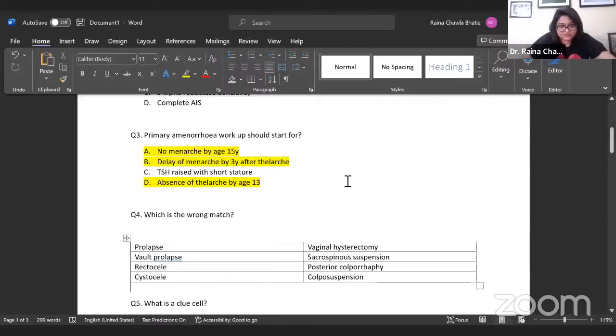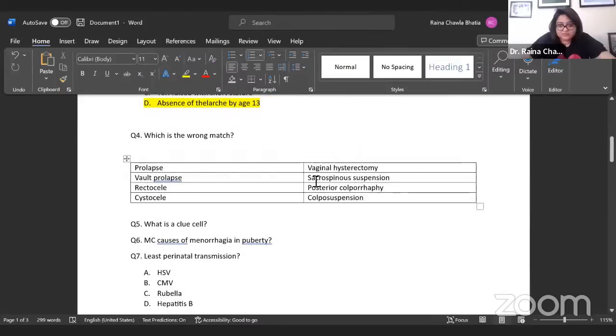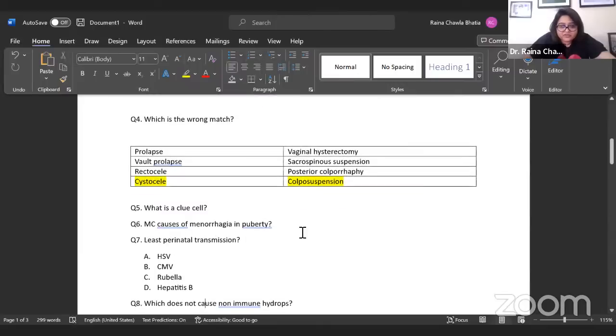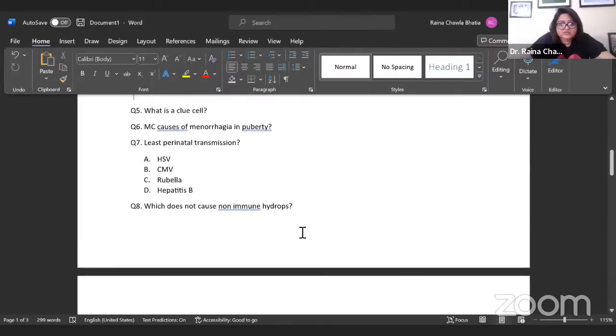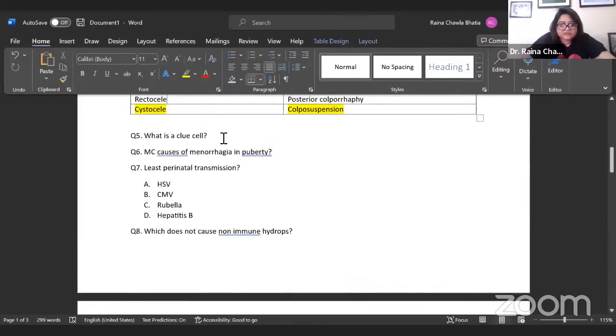Okay, next question, which is the wrong match? So these are surgeries for prolapse, okay, and it was asked which is the wrong match. So for uterine prolapse, we do a vaginal hysterectomy, that's correct. For vault prolapse, we do sacrospinous suspension. We also do sacrocolpopexy. Rectocele repair is posterior colporrhaphy and cystocele repair is anterior colporrhaphy. Colposuspension is done for stress urinary incontinence, Burch colposuspension. So cystocele is anterior colporrhaphy.